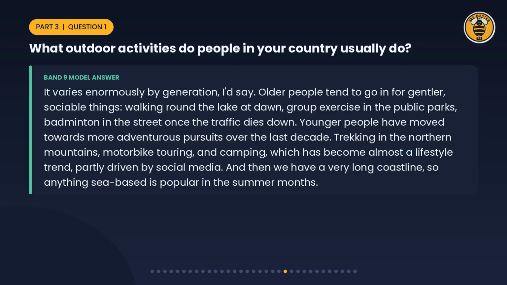It varies enormously by generation, I'd say. Older people tend to go in for gentler, sociable things, walking around the lake at dawn, group exercise in the public parks, badminton in the street once the traffic dies down. Younger people have moved towards more adventurous pursuits over the last decades. Trekking in the northern mountains, motorbike touring, and camping, which has become almost a lifestyle trend, partly driven by social media. And then we have a very long coastline, so anything sea-based is popular in the summer months.